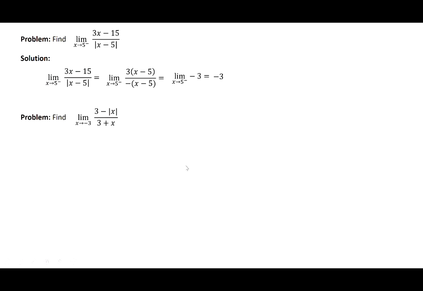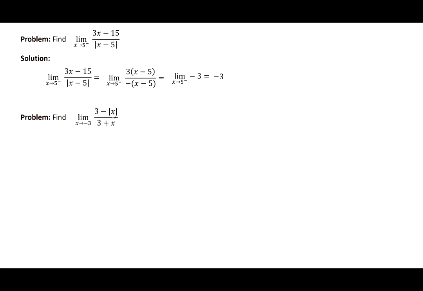All right. The limit of 3 minus the absolute value of x over 3 plus x. Okay. Well, when x is approaching negative 3, either slightly from the right or slightly from the left, regardless, x is a negative value. So the absolute value of x should be replaced by negative x.